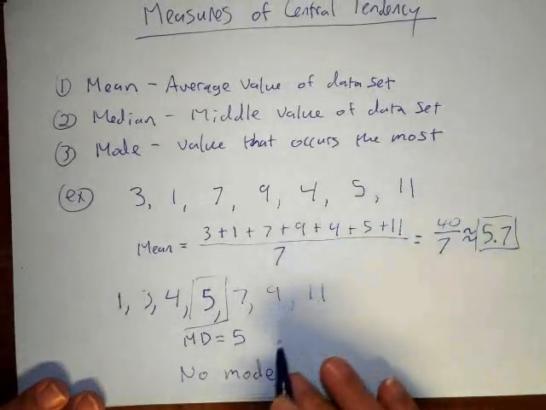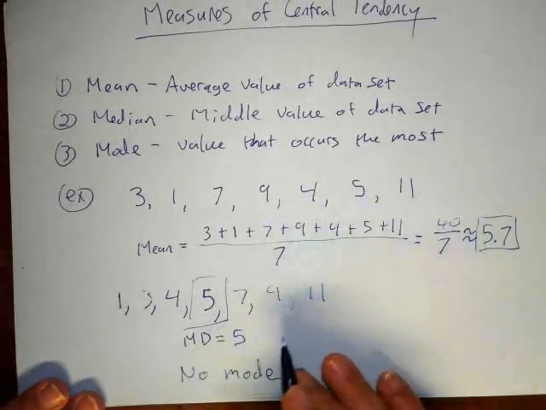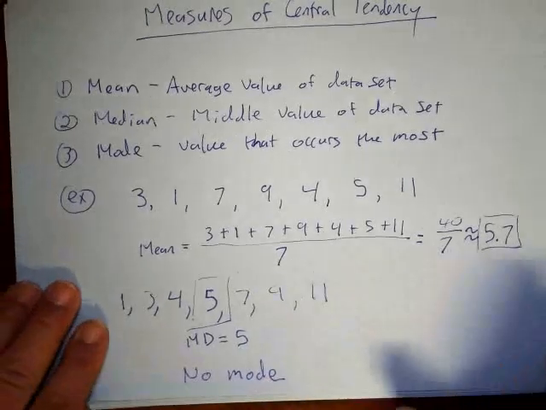So mean, median, and mode: the average value, the middle value, and the value that occurs the most. So let's try another one here.